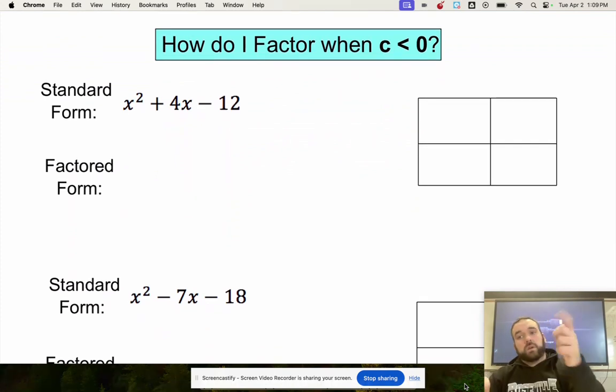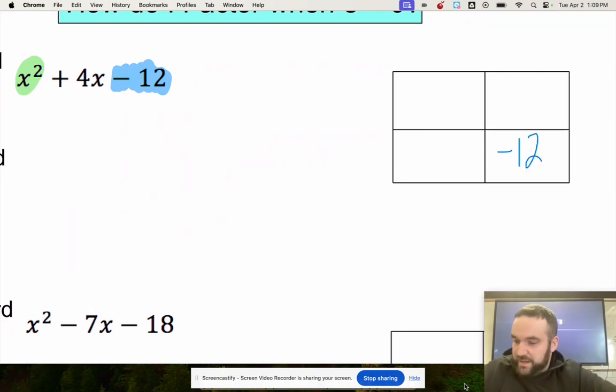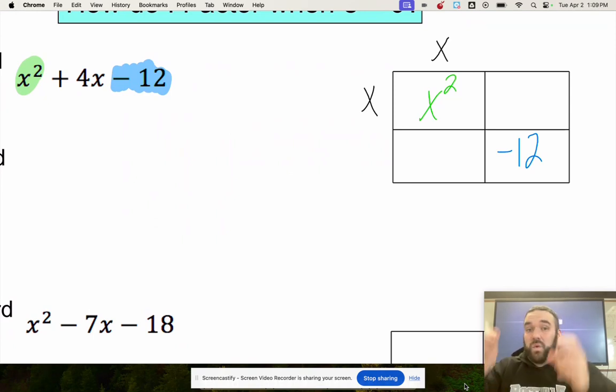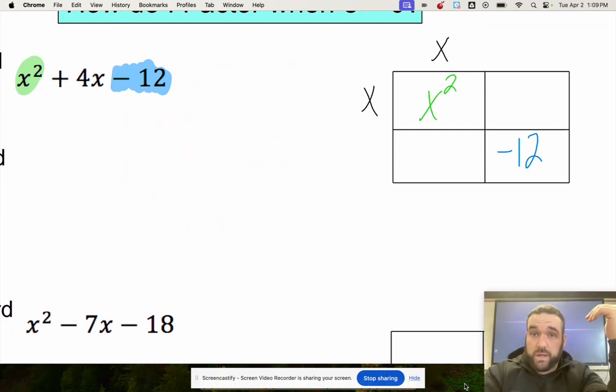The last thing, and this is where it gets a little bit more, I don't want to say tricky, but there's more variation possible, is if I have an x squared in the front, like we've had, but my c value, this number at the end, is negative. In this case, it's negative 12. So if I lay out my area model, I know this is x multiplied by x, but I need factors of negative 12. If we think about what two numbers will multiply to negative 12, I need to use one positive number and one negative number.